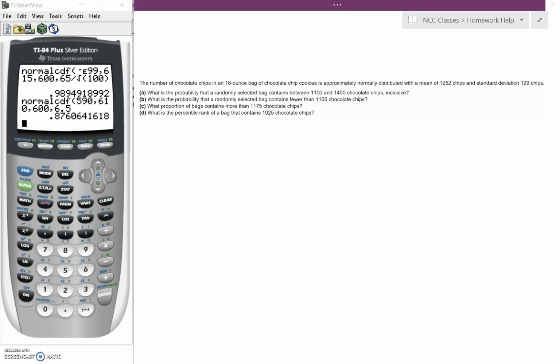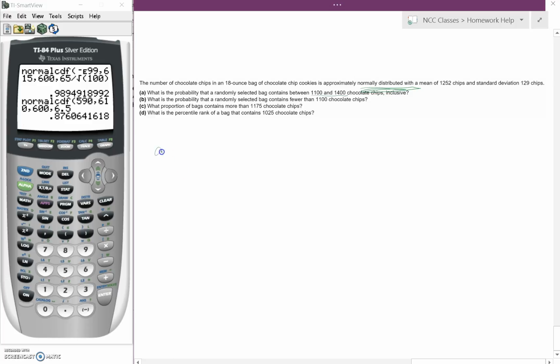The number of chocolate chips in an 18-ounce bag of chocolate chip cookies is approximately normally distributed with a mean of 1,252 and a standard deviation of 129. A. What is the probability that a randomly selected bag contains between 1,100 and 1,400 chips, inclusive?